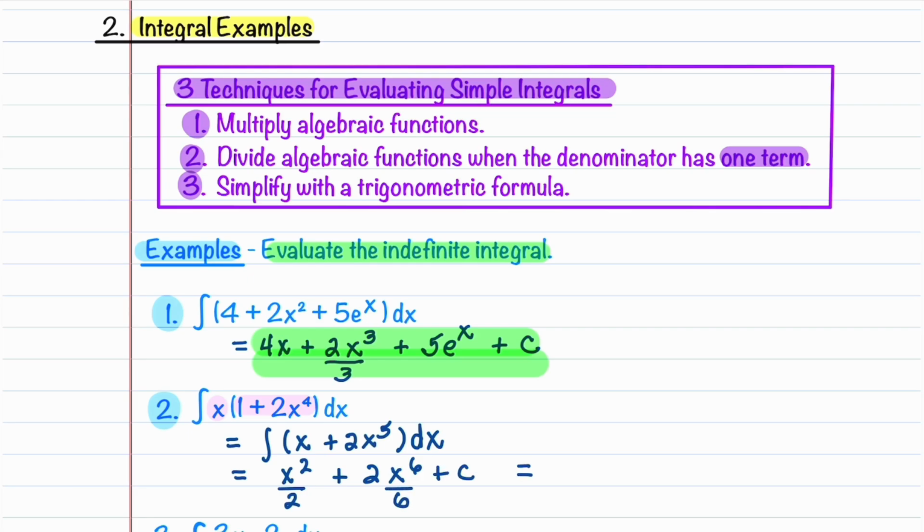Now we just have to simplify this. This is x squared over 2 plus x to the 6 over 3 plus c.